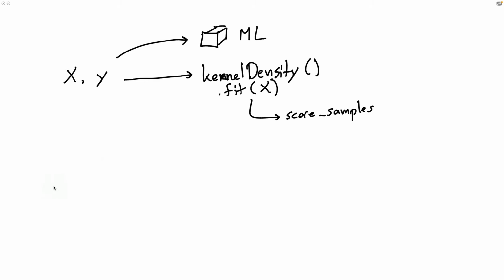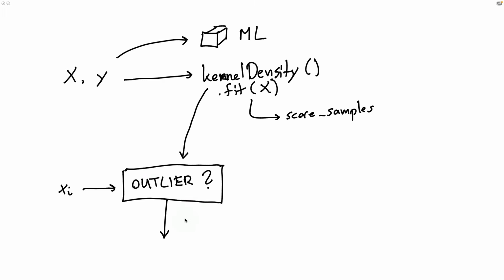Well then, what can we do in production? Well, if some sort of new data point comes in, then we can reuse this trained kernel density algorithm as a method to do outlier detection. The thinking here is that if we have a score that is too low, we can say that this is probably an outlier. It's just not likely enough.